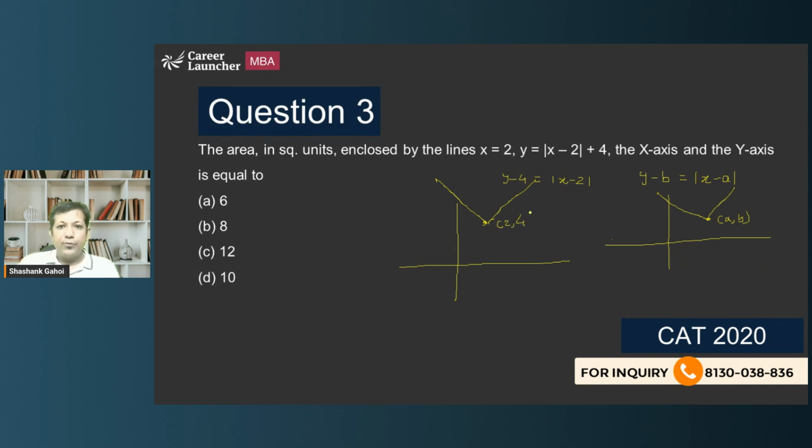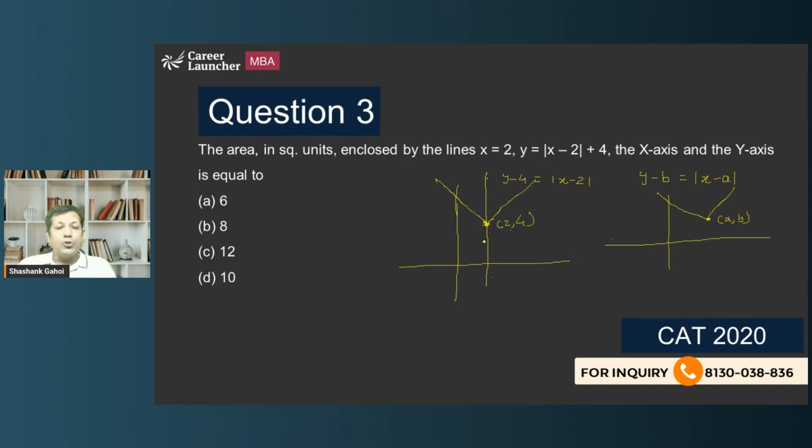2 comma 4. Okay. Now X equal to 2 is what? X equal to 2 is a line that is parallel to Y axis. Now why am I drawing this from this point? Because here the X coordinate is 2 itself. So that's the reason the line is going to pass through the intersection of this.